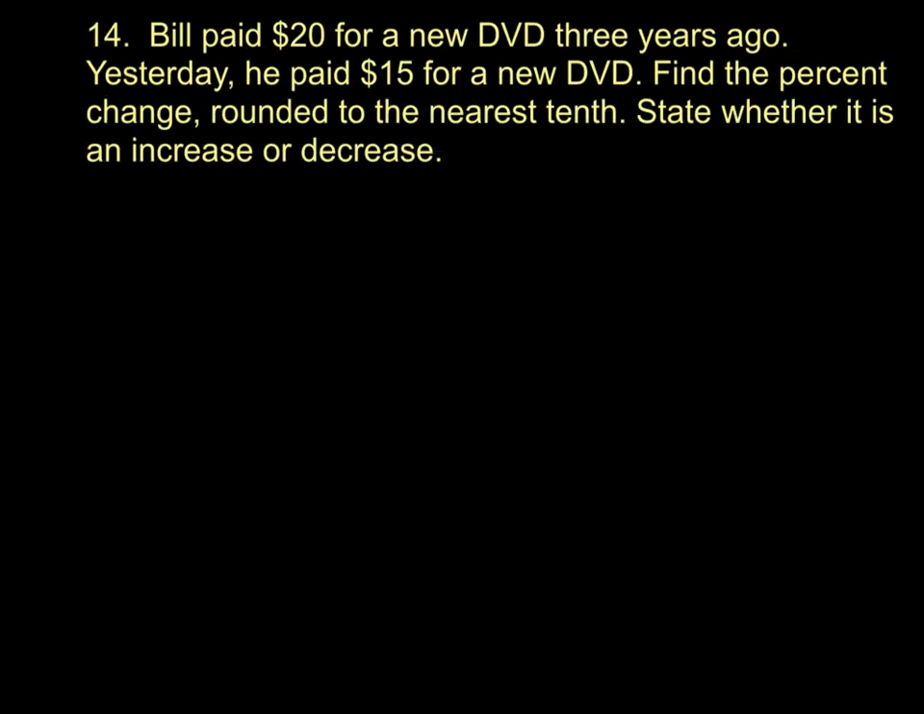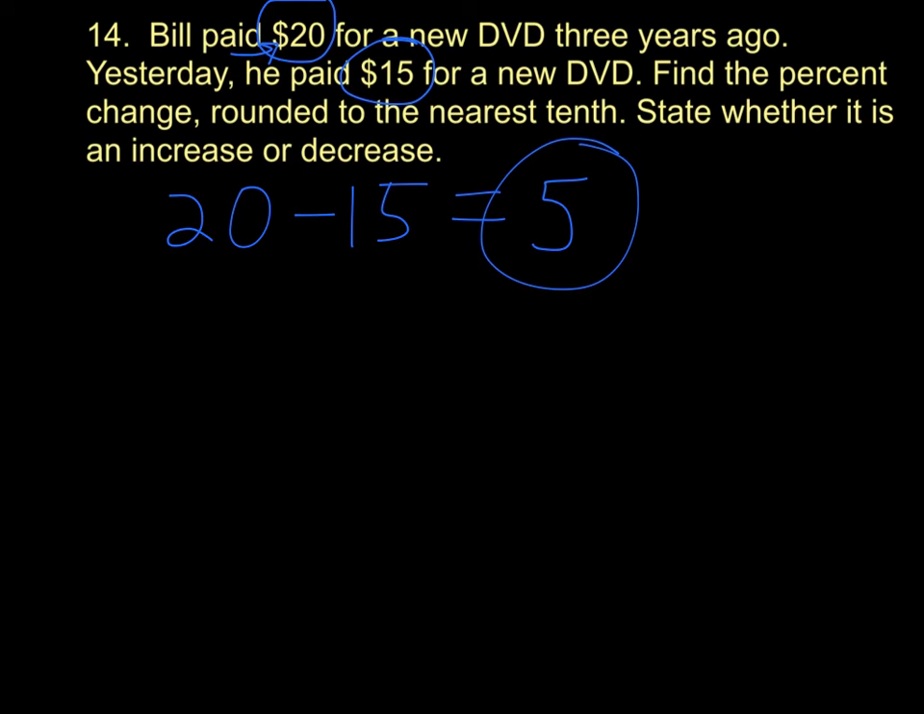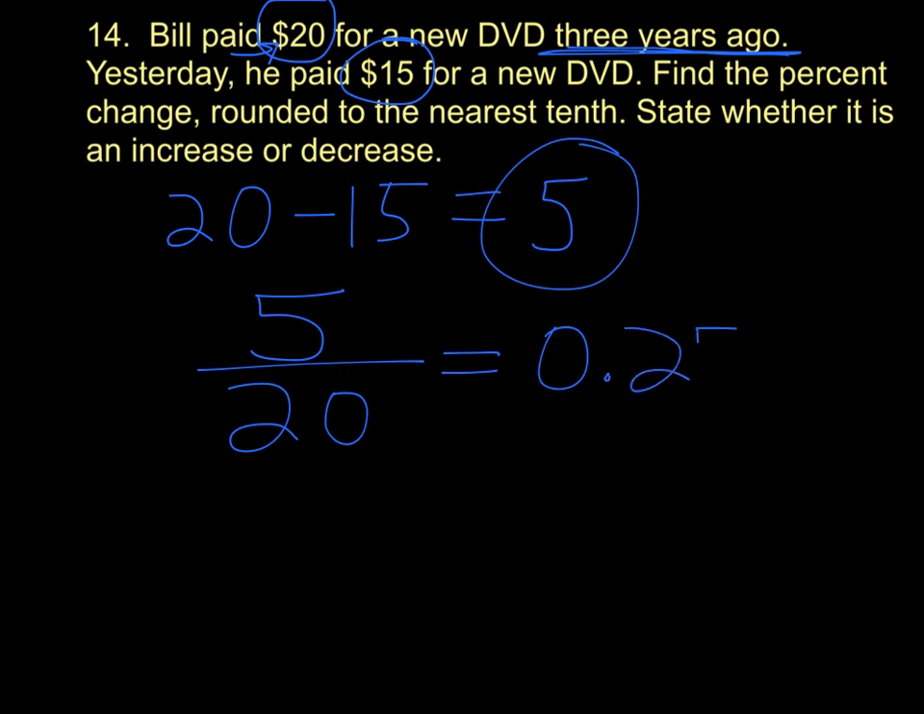Question 14 says, Bill paid $20 for a new DVD 3 years ago. Yesterday, he paid $15 for a new DVD. Find the percent change rounded to the nearest tenth, and state whether it is an increase or a decrease. For these types of problems, we have to figure out what is the change from the old price to the new price, and then we divide it by the old price. So the difference from 20 to 15 is 5. That's how much the price changed. The original price is the $20 from 3 years ago. So if I take the change of 5, divide it by the original price, I get 0.25. To write that as a percent, it's 25%.